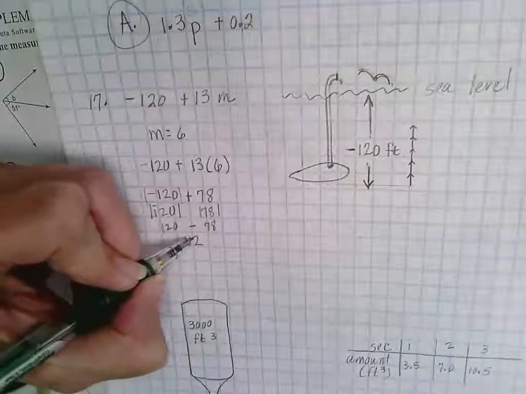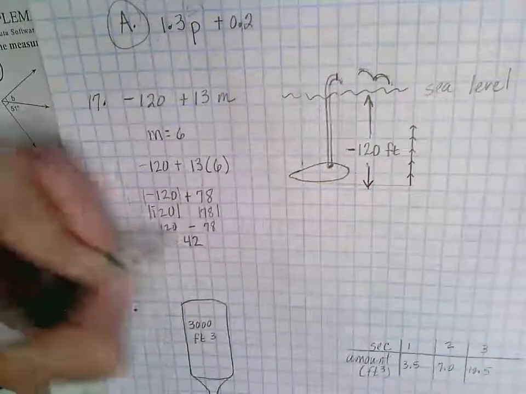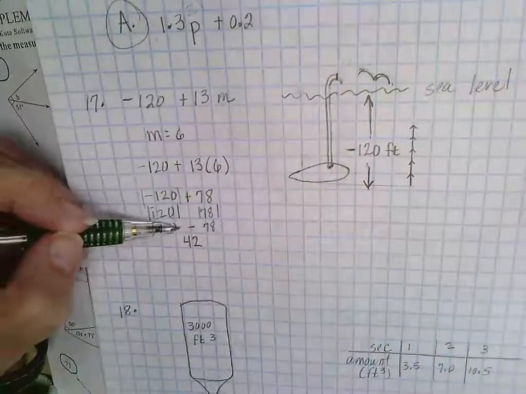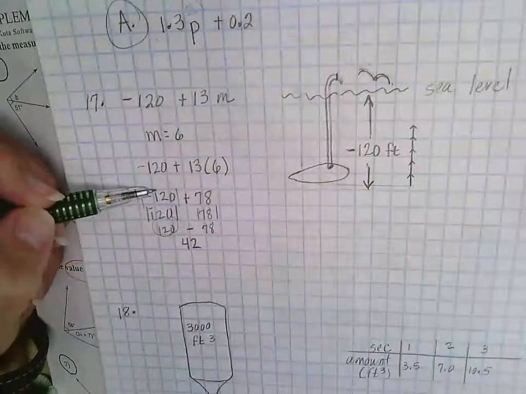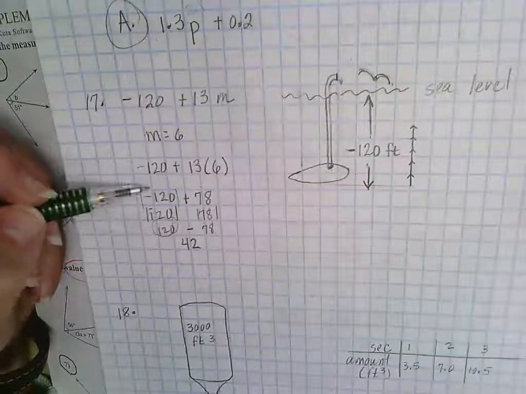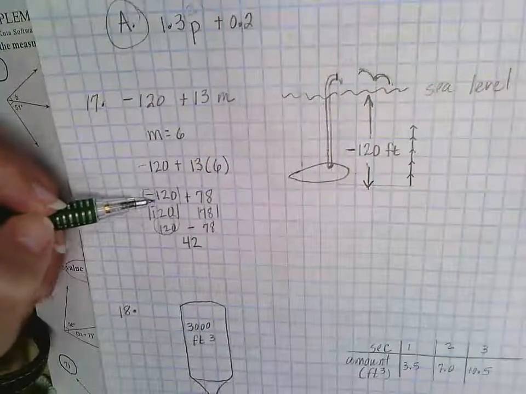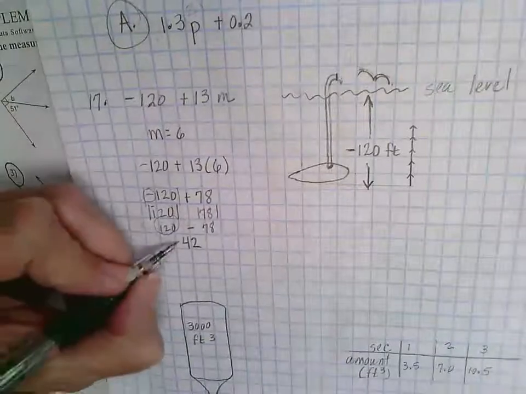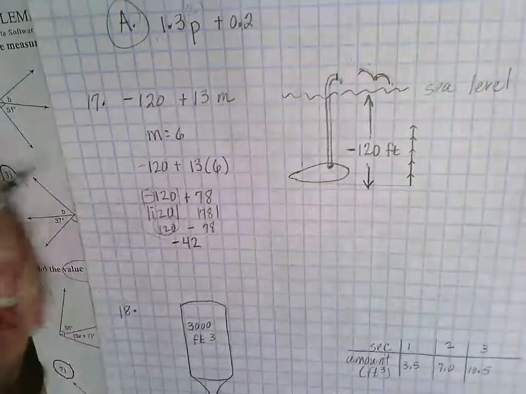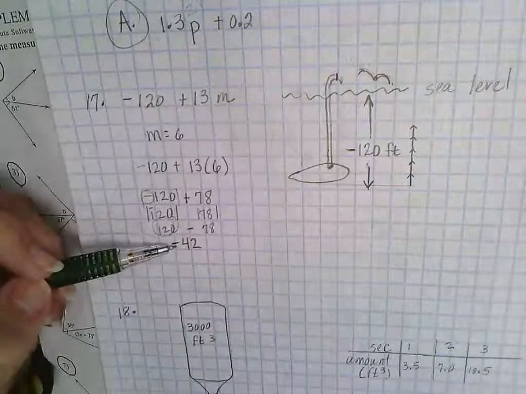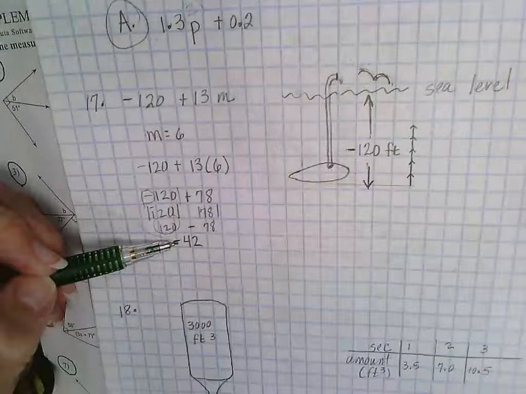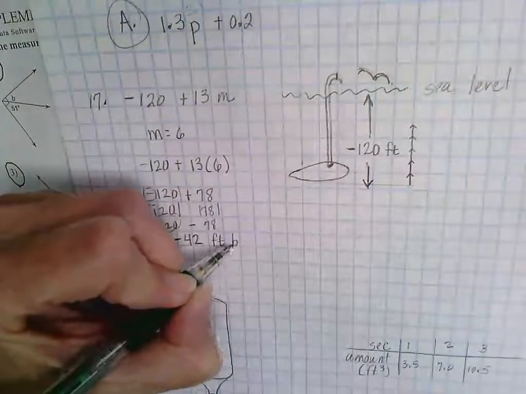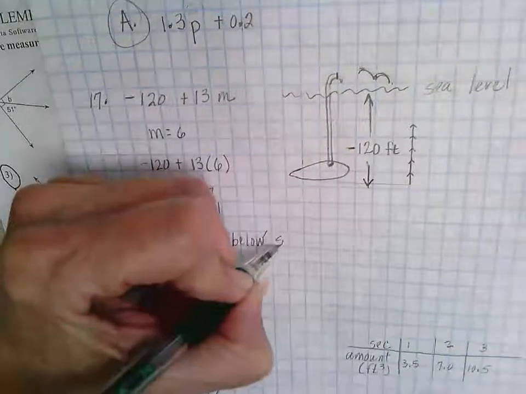To determine whether this is a positive or a negative, I look back at the original problem and I find the sign of the larger absolute value, and that is negative. And so I am going to put that sign with my answer. So that means that after 6 minutes, my submarine has not reached the surface. It is still 42 feet below sea level.